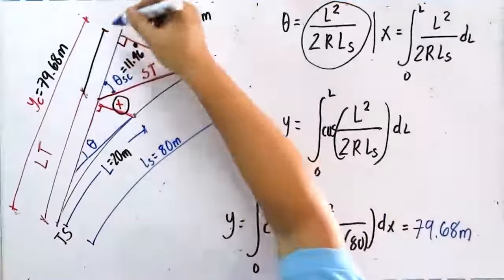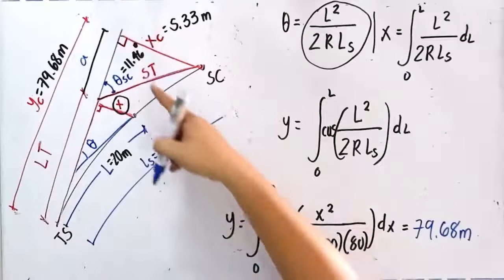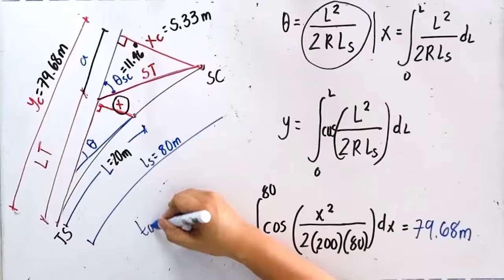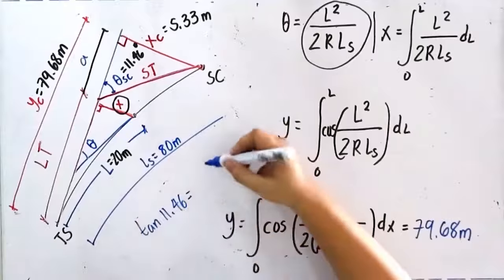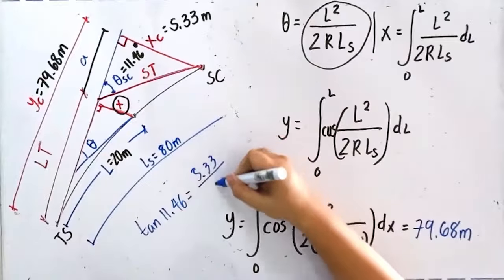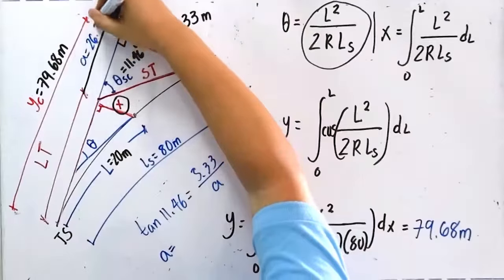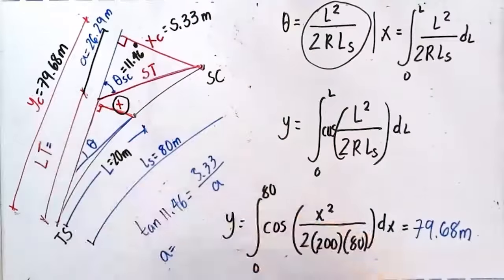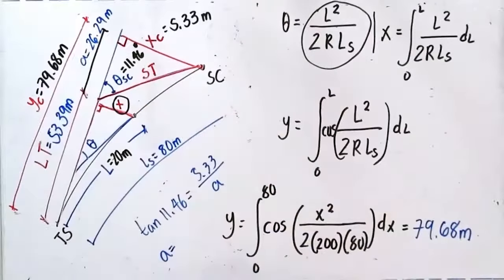And then of course, if you want to get this value, that is very, very simple. Let me say that this is letter A. So from the triangle, we all know that tangent of 11.46 is simply opposite over adjacent. So that is 5.33 all over A. So A is equal to 26.29 meters. Therefore, we can now get the value of the long tangent, which is equal to 79.68 minus 26.29. You have an answer equivalent to 53.39 meters. That is the value of the long tangent.